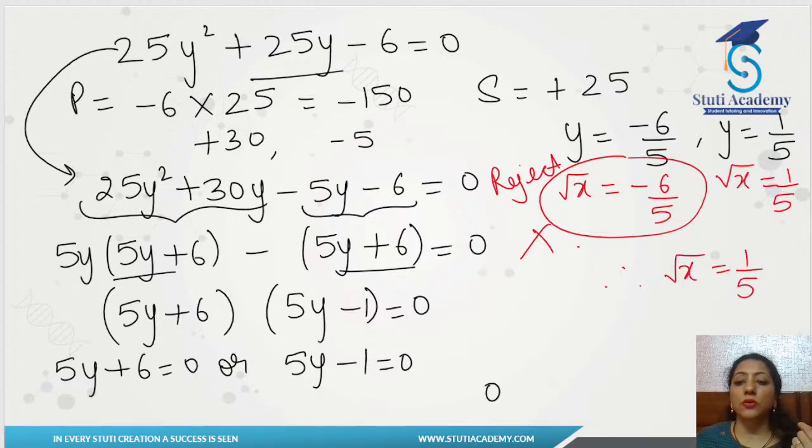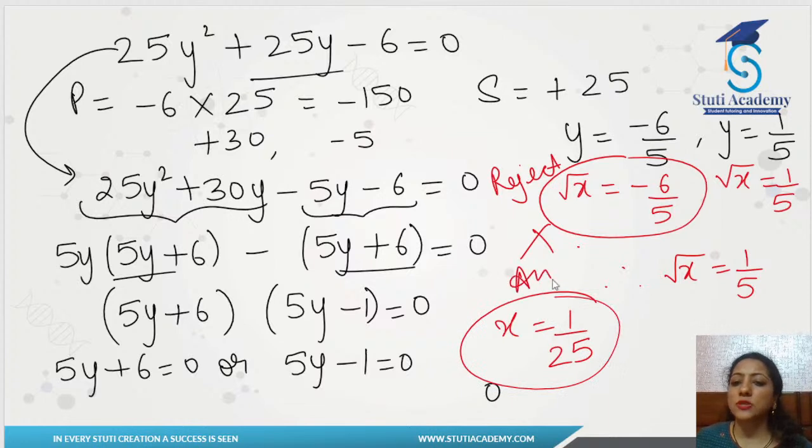And since we were looking for x, please notice in the question they asked us to solve for x, not for root x. So we'll just square both the sides and we'll get x as 1 upon 25. So thus the required number here is 1 upon 25.